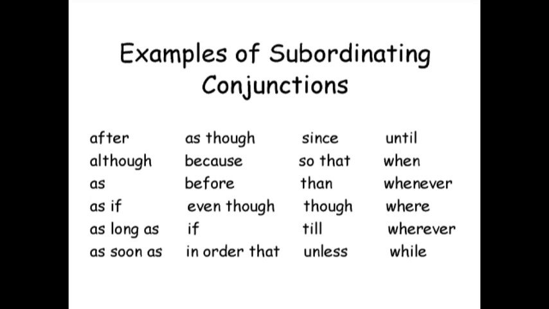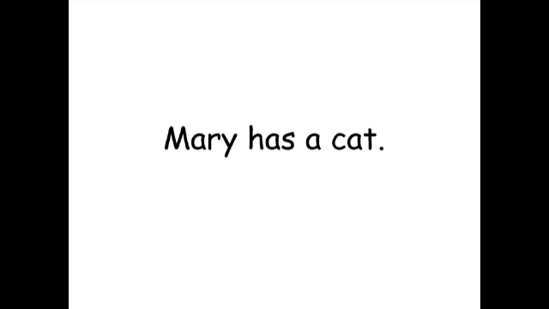Now, let me show you first some examples of subordinating conjunctions. Going back to our example, Mary has a cat. Let us add although to it. Although Mary has a cat. So as you can see, the subject and the verb are still there, but the whole thought of the sentence is not complete. Now that you know about clauses, let us go to our real lesson.